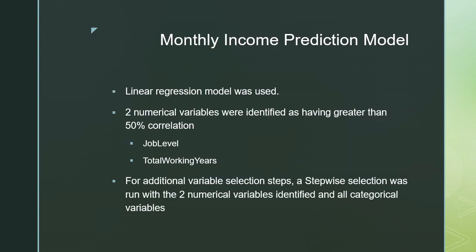So for a monthly income prediction model, we used the linear regression model. First, to help pare down our variables, we ran a Pearson correlation test and we identified two variables with greater than 50% correlation. Next, after that, we did a stepwise selection for the two numerical variables identified and it included all categorical variables.